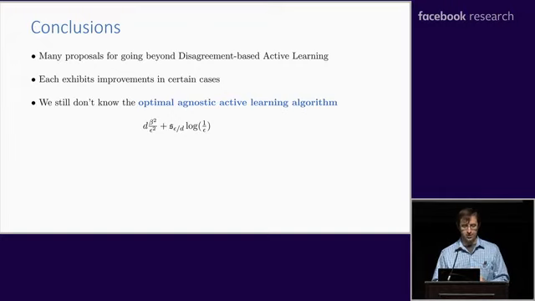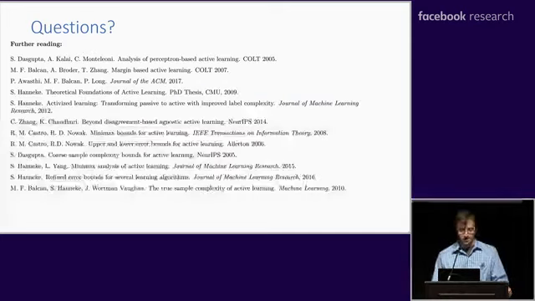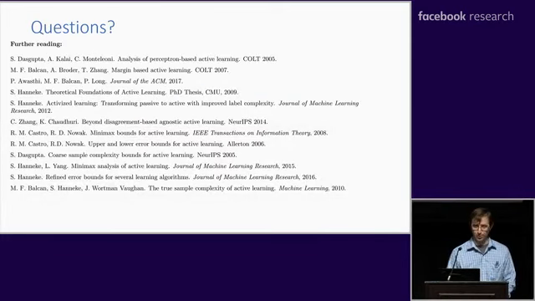So the conclusion: there are many proposals for going beyond disagreement-based active learning, and each exhibits some improvements in certain cases, but we still don't know what the optimal agnostic active learning algorithm is, and in particular, we don't know how to get this kind of guarantee on the sample complexity for agnostic learning without any additional assumptions. With that, I will conclude the second part.